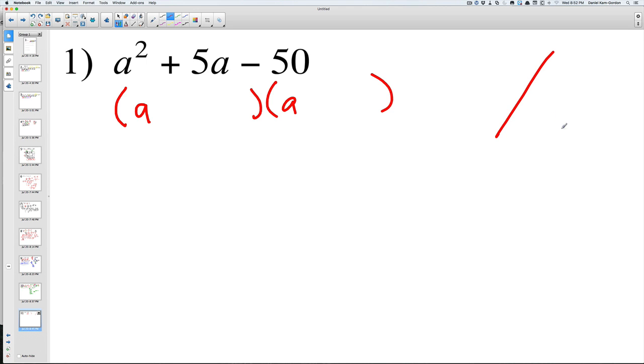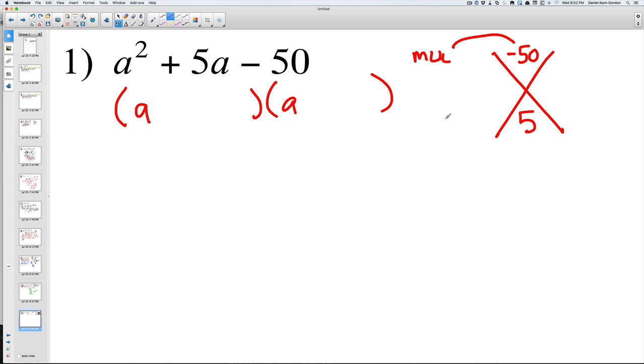And the way that you know what the answer is going to be is that it needs to multiply to be negative 50, and it's going to add to be the second number, which is 5. If there was a number in front of the a squared, it would be more complicated. But in this case, the top number is always going to be this last number, this c, negative 50. And this number right here is always going to be this 5.